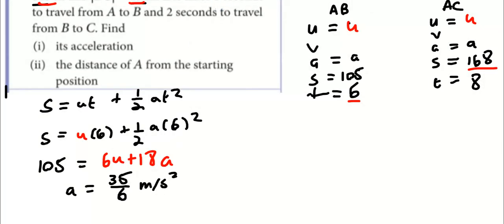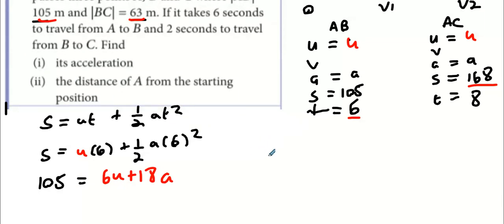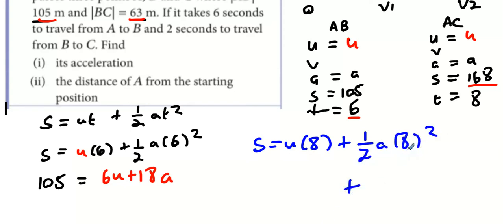All right, you can probably divide both sides by 3, but yeah, just don't bother. It's no need. Okay, next part is A to C. Once again, I'm going to use S equals UT plus a half AT squared, so it's going to be U times 8 plus a half A times 8 squared. 64 divided by 2 is 32A. 8U. And 168. In this case, dividing by 8 would be a good idea because it's quite obvious what the numbers are.